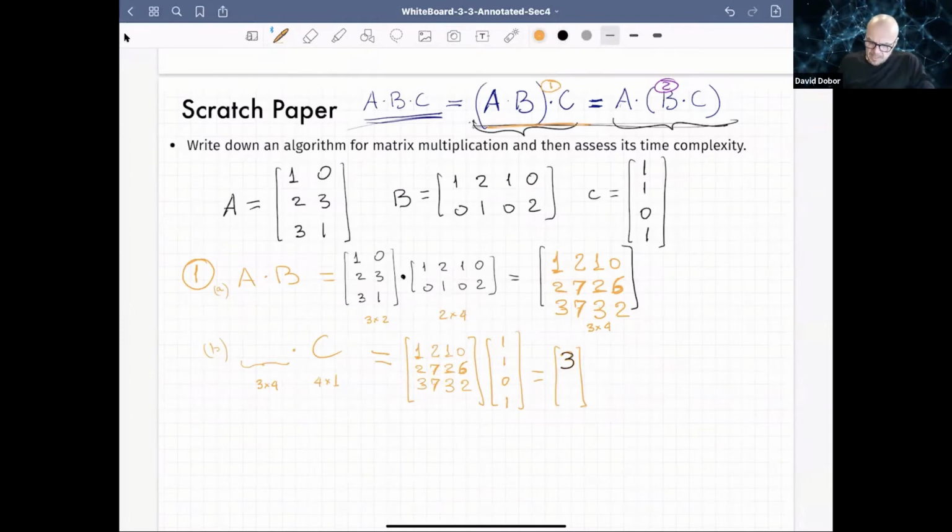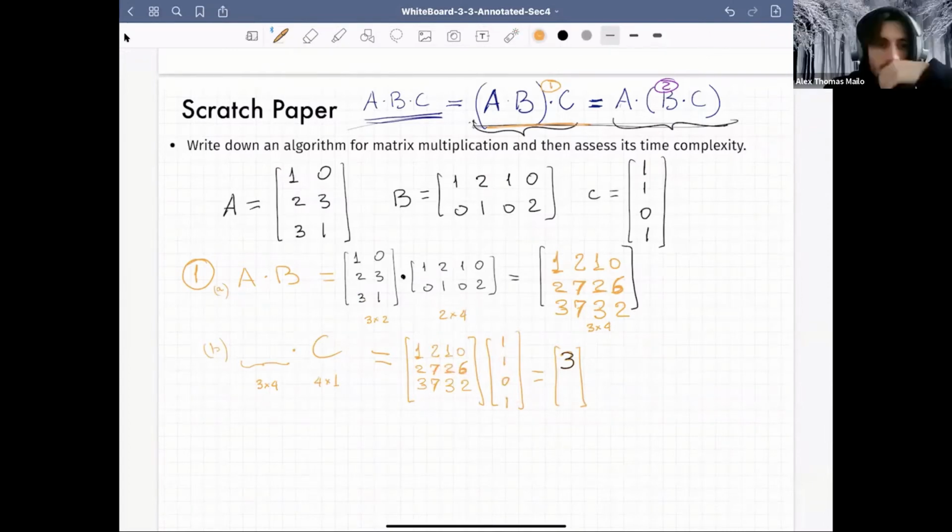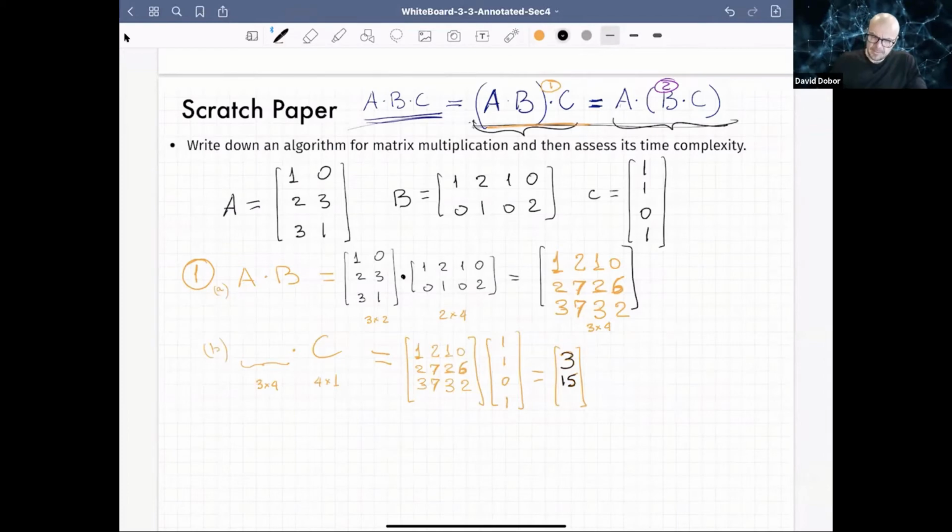What's going to be 2 times 1 plus 7 times 1 plus 2 times 0 plus 6 times 1? That's 2 and 7, that's 9 and 6, right? 15. That's going to be 15. Finally, what's going to be 3 times 1 plus 7 times 1 plus 3 times 0 plus 2 times 1? That's 2 and 7 and 3, that's 12. So that's the answer.